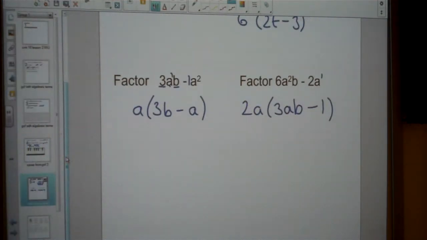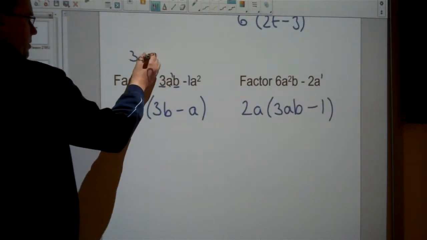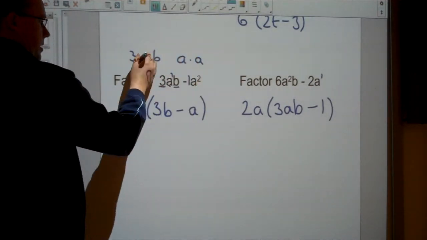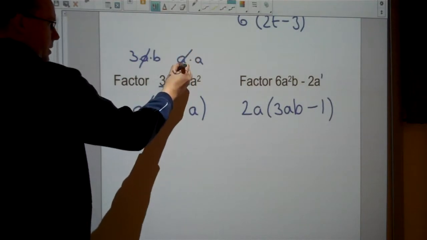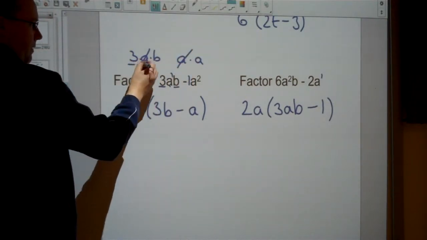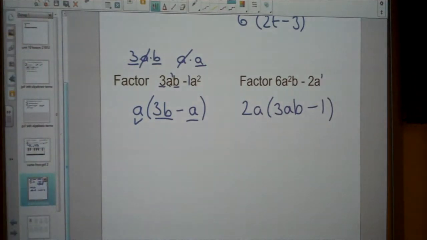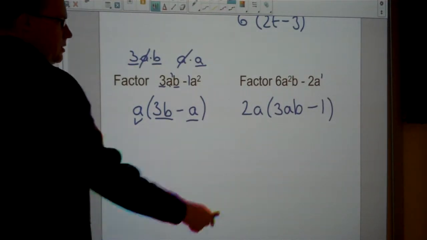Perhaps more usefully for the algebra ones, 3ab just means 3 times a times b. A squared is A times A. So I've got an A on both. What do I have left? 3b. What do I have left? A. So a very quick method for doing the ones with algebra.